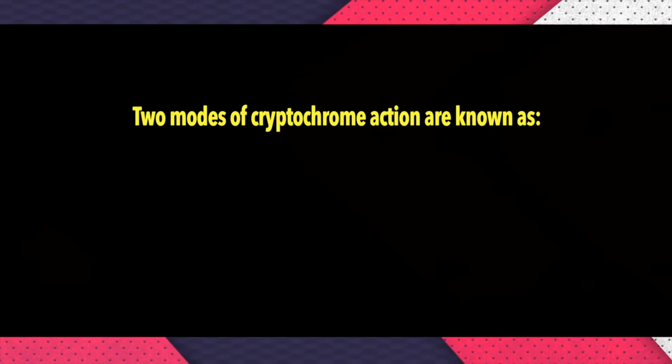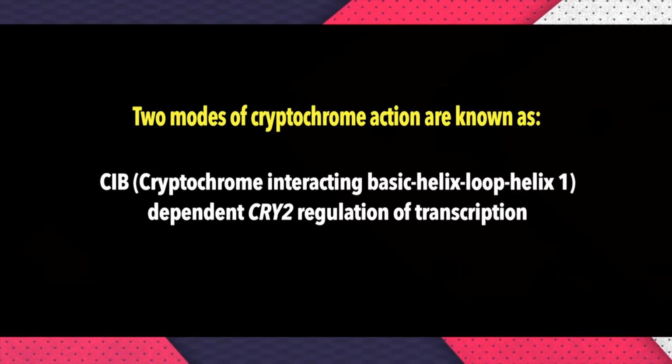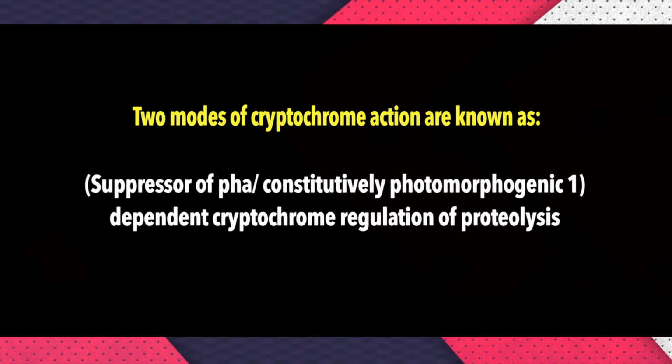One of these includes cryptochrome interacting basic helix-loop-helix 1 dependent Cry2 regulation of transcription. The second one is suppressor of phyA, constitutively photomorphogenic 1 dependent cryptochrome regulation of proteolysis. These mechanisms depend on blue light dependent interactions between cryptochrome and its downstream signaling proteins. This leads to modulation of gene expression and ultimately altered developmental programs in plants.